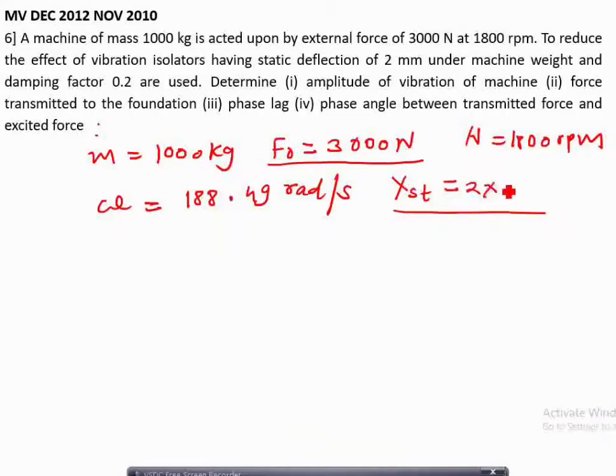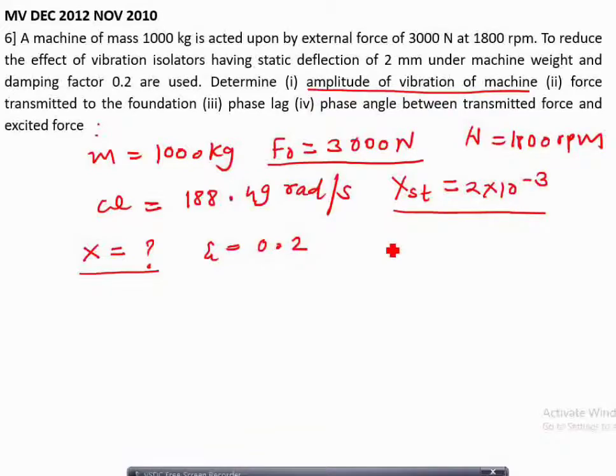It is 2 into 10 raised to minus 3. And what is X? X is nothing but the steady state amplitude, or amplitude of forced vibration produced with the harmonic exciting force F0 sine omega t. So we have to find out this amplitude of vibration of the machine, the steady state amplitude X due to the harmonic exciting force. Okay, then the damping ratio is given, zeta is equal to 0.2.